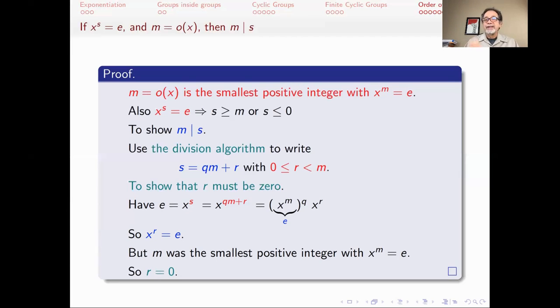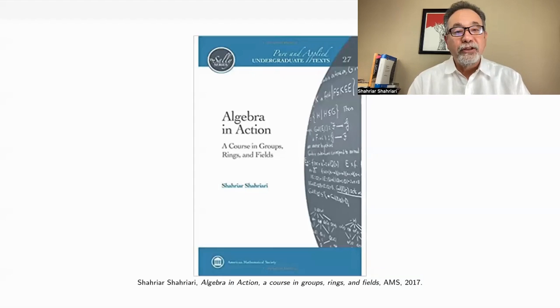So whenever you have an element of the group, if you know its order, and if by luck you run into this other integer S and you know X to that is also E, then you know that S is a multiple of M. This is the end of this lecture.